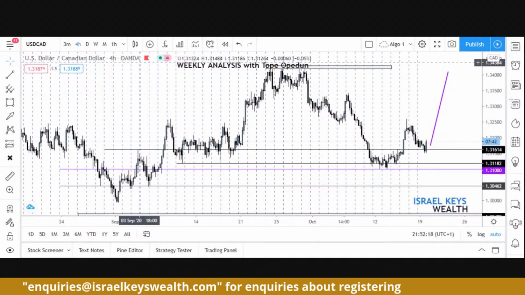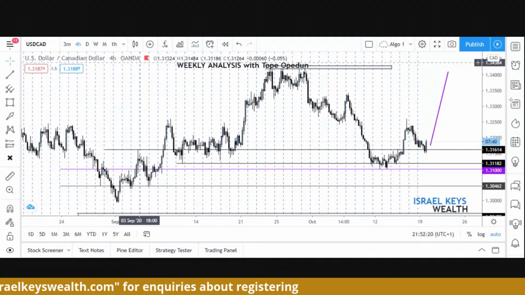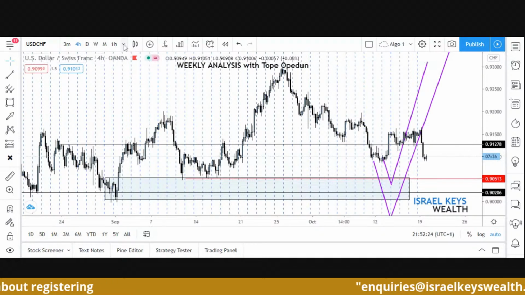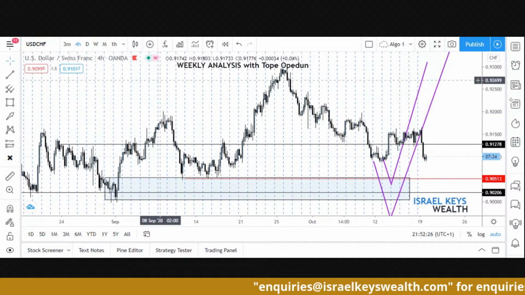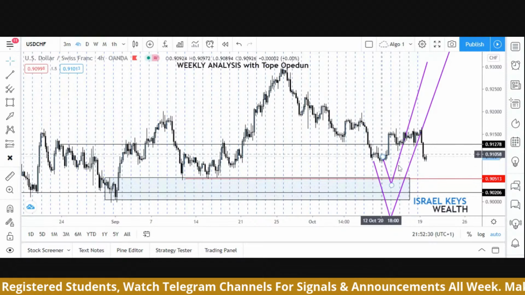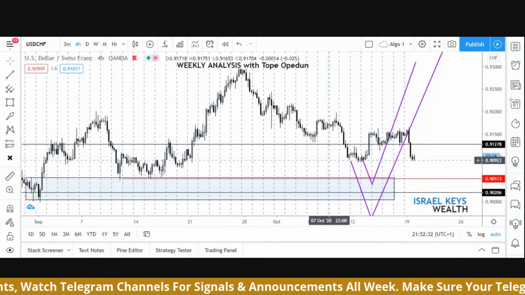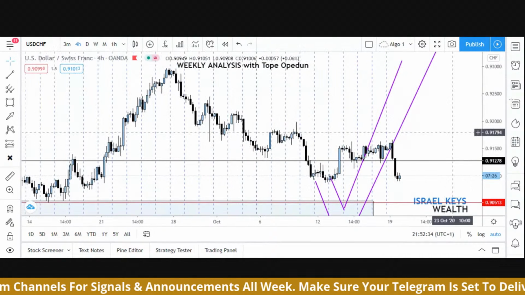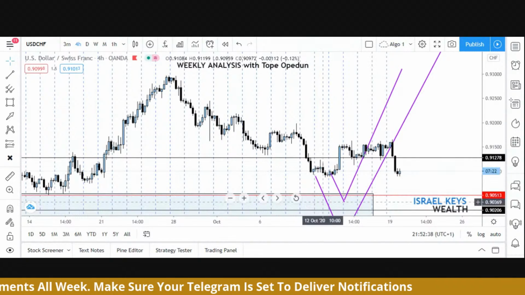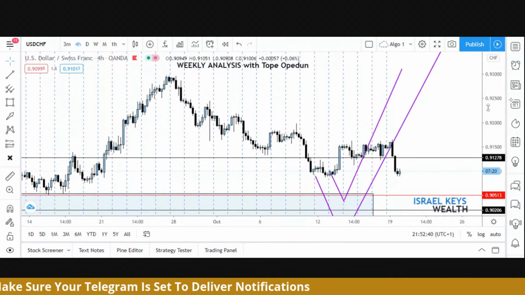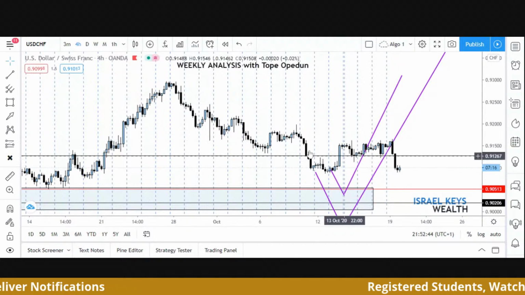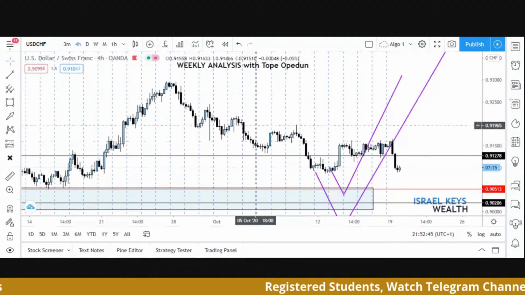All right, let's check out USDCHF. On the USDCHF, last week, if you can notice on my screen, we were anticipating this drop into this order block before we move away. But it decided to close this setup and go into the range.